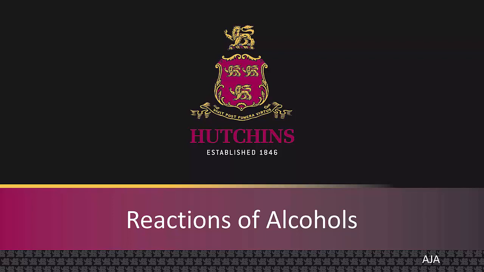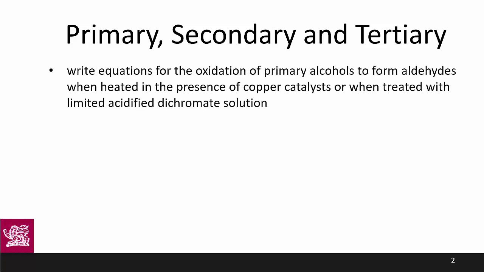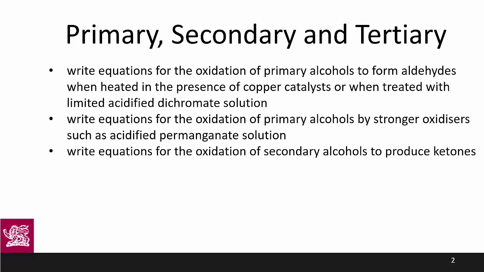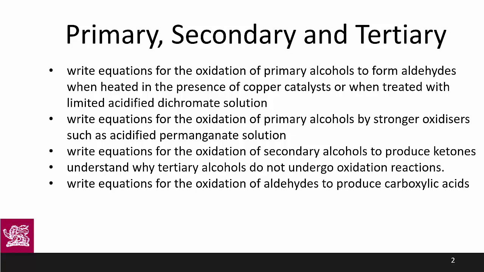Let's get to it. Alcohols come in three types, primary, secondary and tertiary, as we've already discussed. In today's lesson we'll be looking at the following dot points, which again I won't read to you because you can pause and read these for yourself. But suffice to say, this is what we'll be talking about.